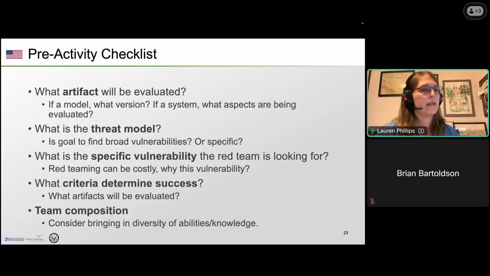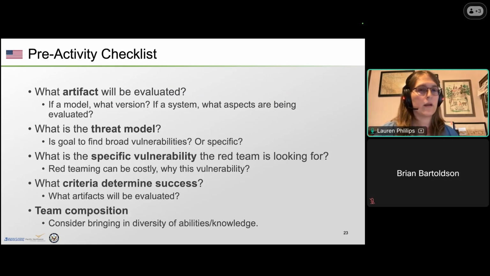So pre-activity, we're thinking about why are we doing this activity in the first place? What do we want to test? So what artifact is going to be evaluated? Are we assessing a model? If so, which version? Is it in a larger system or is it a standalone model?